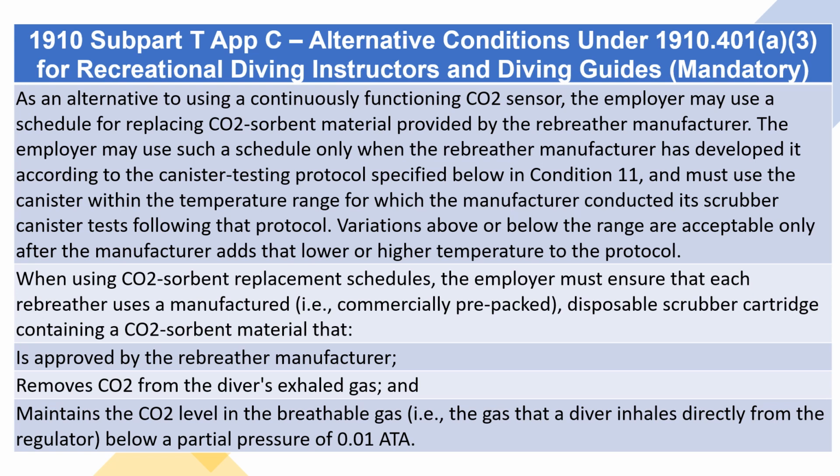When using CO2 sorbent replacement schedules, the employer must ensure that each rebreather uses a manufactured, i.e., commercially prepacked, disposable scrubber cartridge containing a CO2 sorbent material that is approved by the rebreather manufacturer, removes CO2 from the diver's exhaled gas, and maintains the CO2 level in the breathable gas, i.e., the gas that a diver inhales directly from the regulator, below a partial pressure of 0.01 ATA.